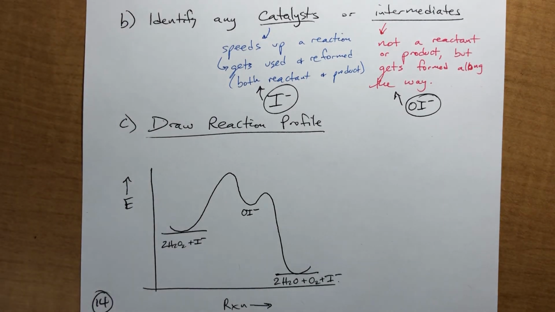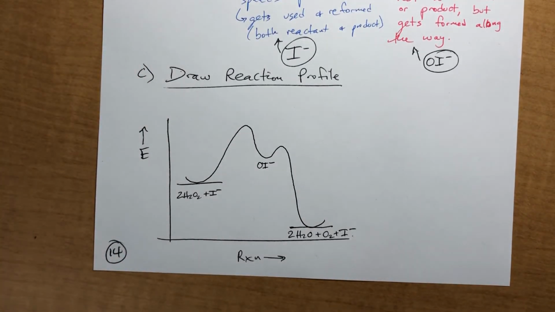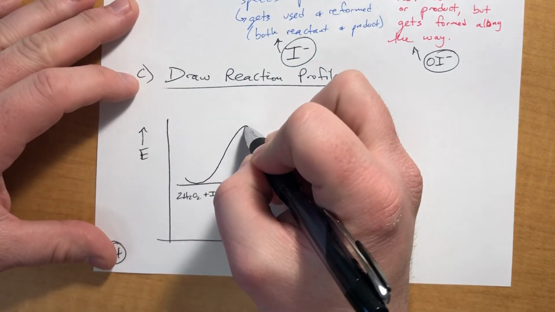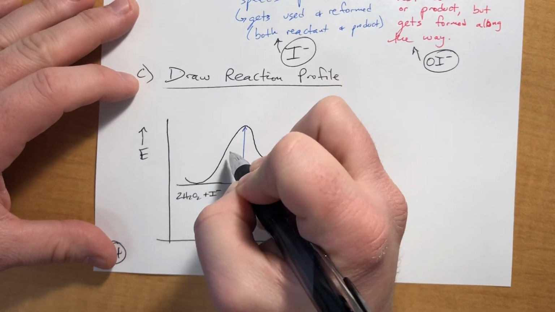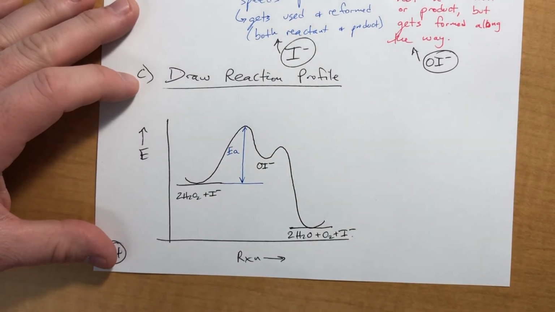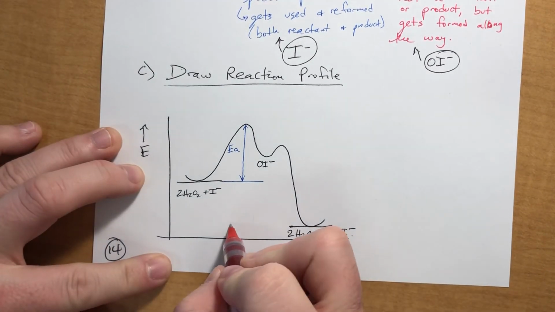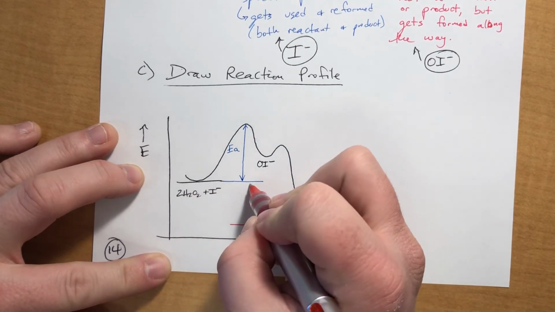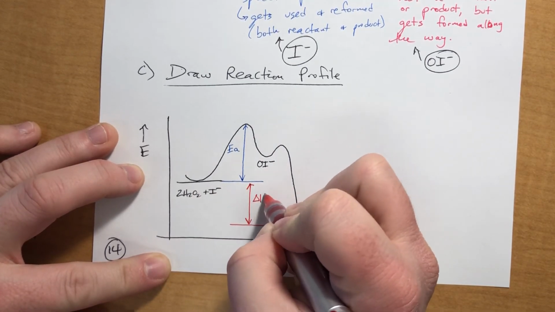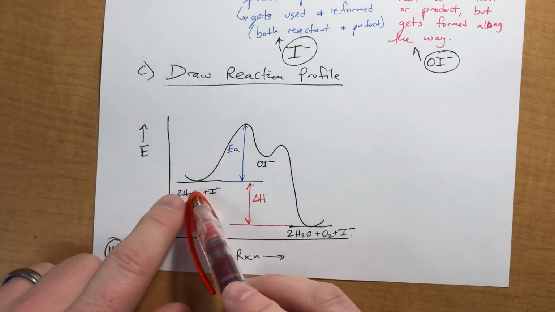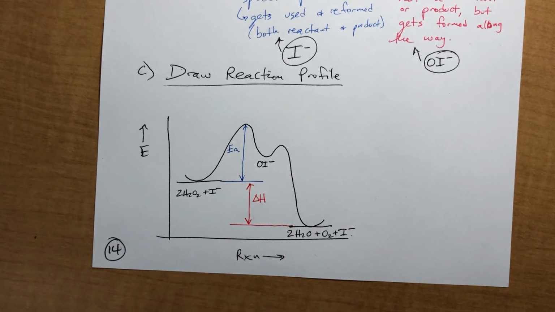On a quiz or exam, I might ask you to label the activation energy. What you do is it's the difference between the reactant energy and the tallest peak, and you just label it E sub A. I might also ask you to label the delta H. It's literally the difference between the reactants and products, and that would be delta H. Because our products are lower than our reactants, delta H would be negative for this.